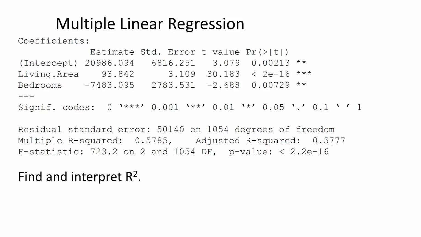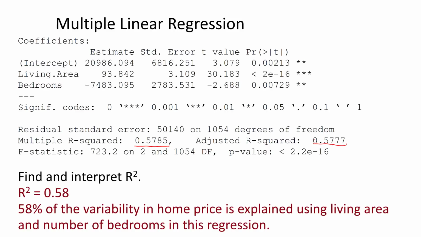And of course, we can talk about r squared. Now notice that the one that we looked at before in simple linear regression is about 0.58. And the adjusted r squared, which we'll be teaching you in a little bit, is also 0.58. So how do we interpret r squared? Well, remember that's the fraction of the variability in the y's that's explained using this set of predictors in this regression. What's our y? Sales price. So 58% of the variability in home price is explained using living area and bedrooms in this regression. Again, same game that we played in simple linear regression.